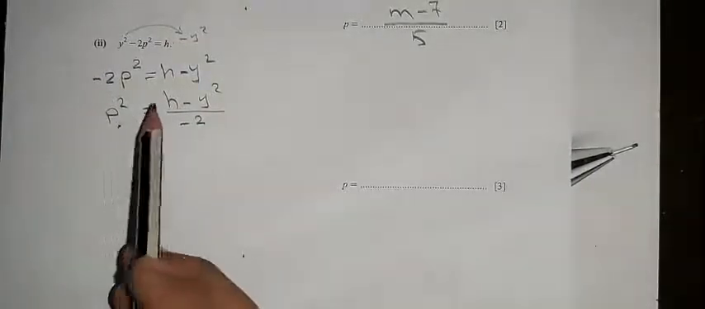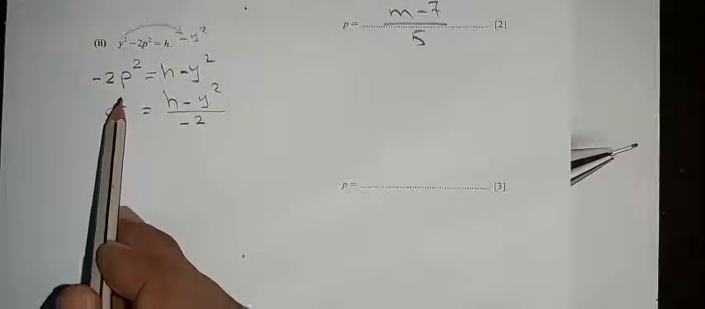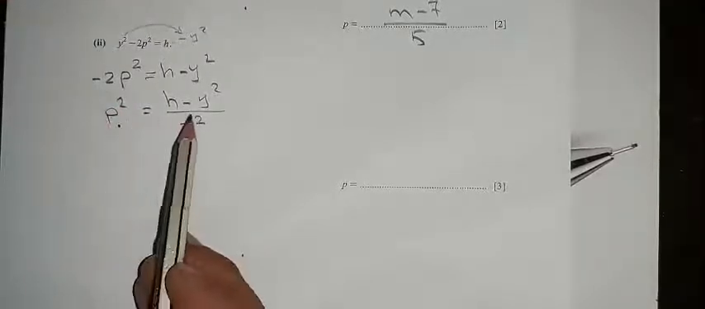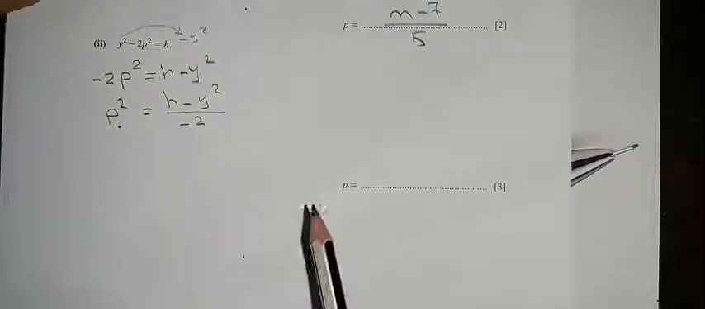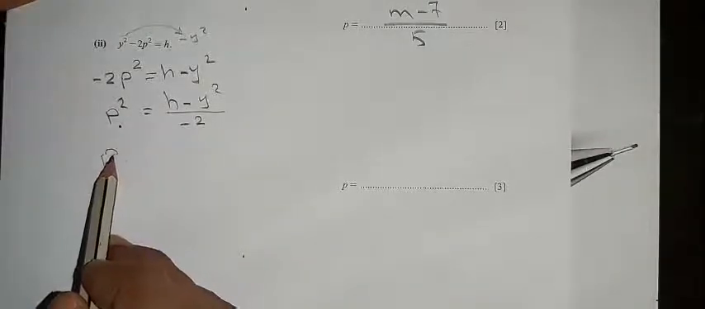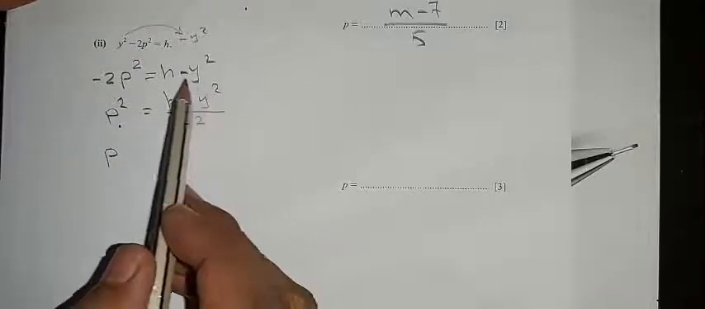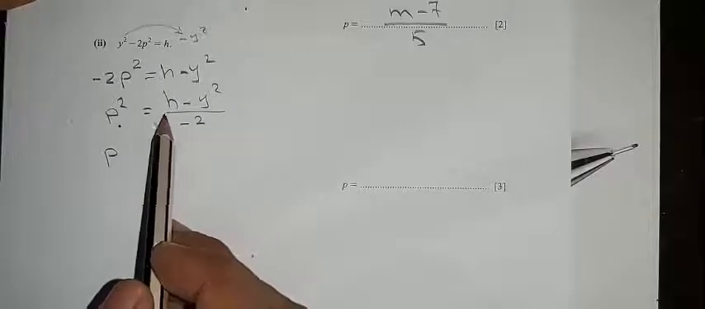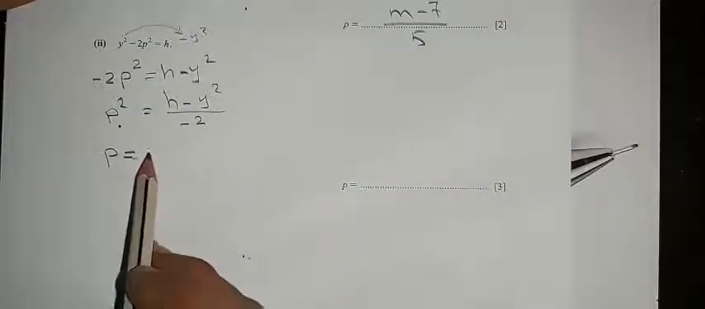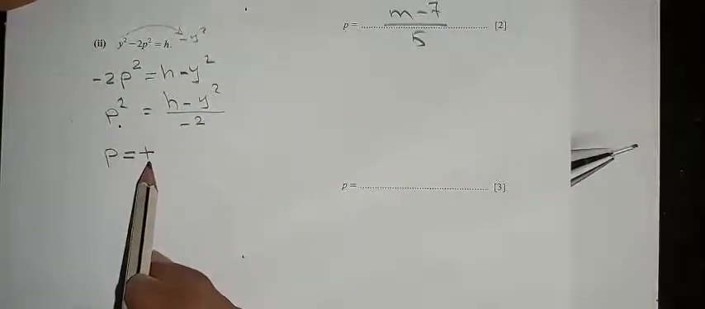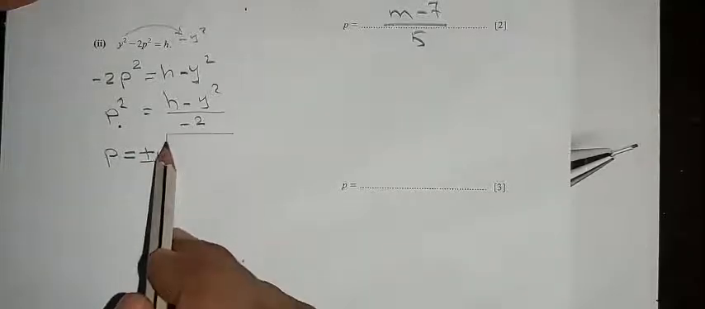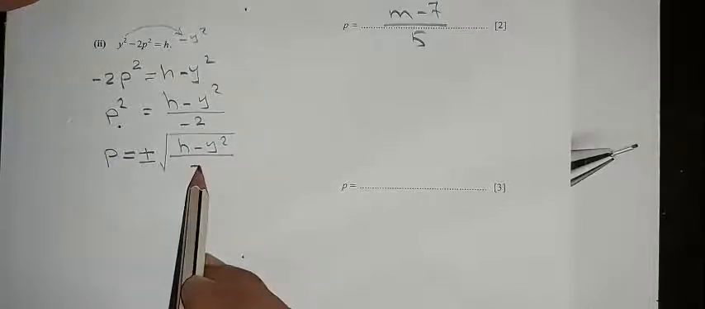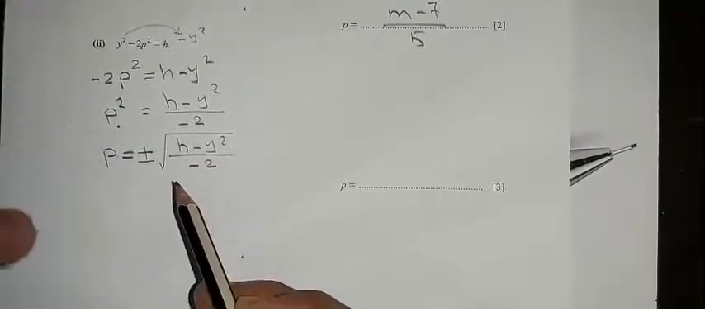We need to remove this power 2 here, so we will take the square root of both sides. But be careful. When we take the square root of the right hand side, don't forget to put the positive or negative. So p equals plus or minus square root of h minus y squared over minus 2.